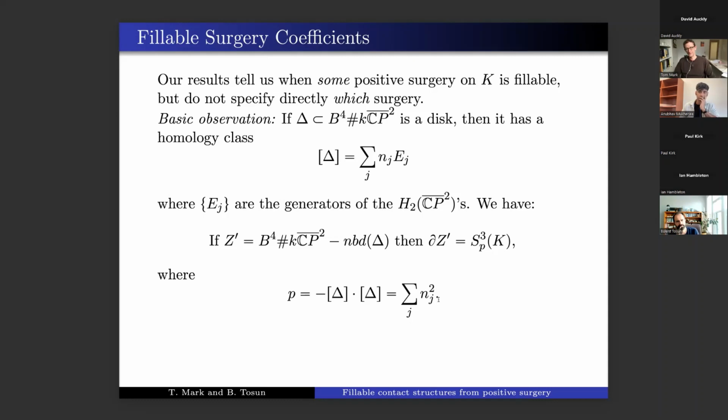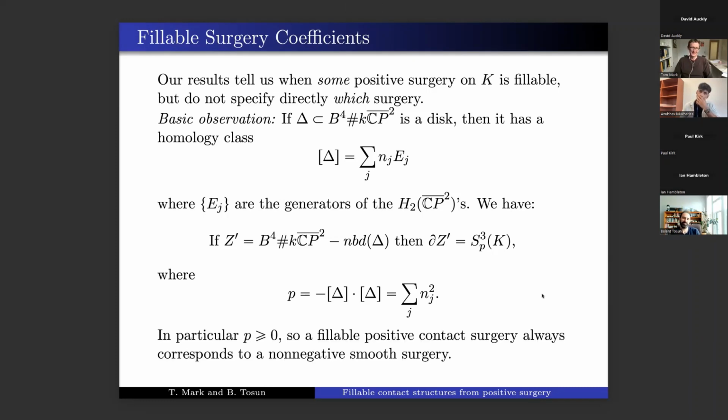Are we okay? Questions about this? Okay. One side note is that this number is non-negative. So it turns out this is the smooth coefficient, which a priori, if you're doing fillable positive contact surgery, doesn't have to be positive, but this says that actually it is. That's going to be true in general, not just for S3, but here's a direct argument for S3. So that means your smooth coefficient is given by this formula.